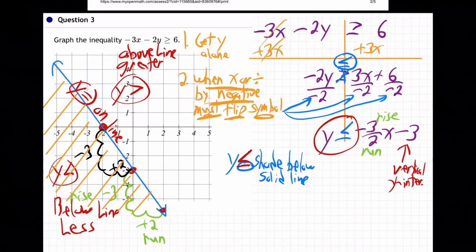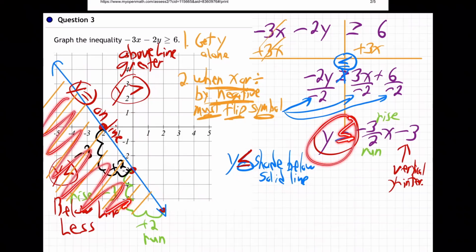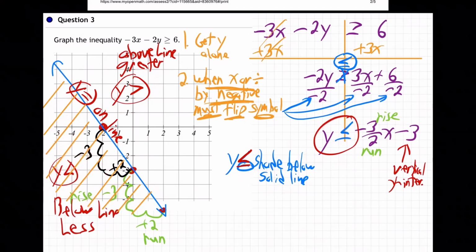So think of it as three regions. Above the line is greater, below the line is less, right on the line is equal. So when we have our answer as y is less than or equal, we want two regions. We want the lesser stuff shaded, and we want the equal stuff, which is right on the line, solid.